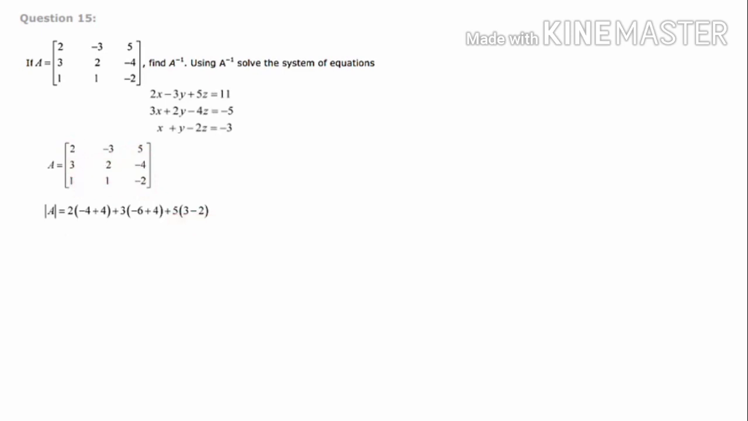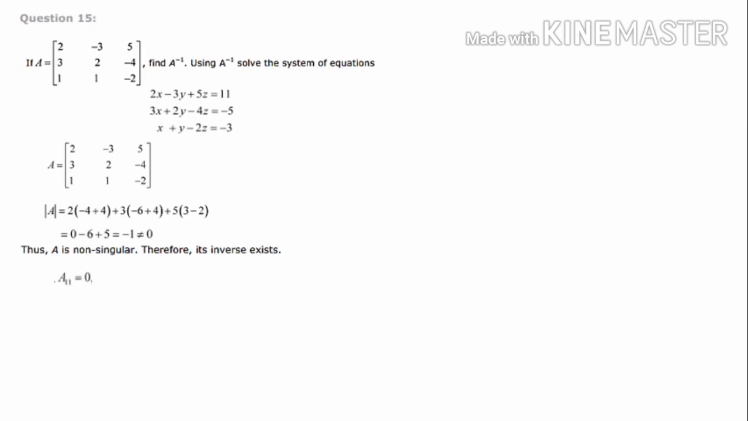So 3 minus 2. That is minus 4 plus 4 is 0. 0 into 2 is also 0. Minus 6 plus 4 is minus 2. Minus 2 into 3 is minus 6. 3 minus 2 is 1. 1 into 5, that is 5. That is the final answer minus 1, that is not equal to 0. Here determinant A is not equal to 0. Therefore A is non-singular and A inverse exists.